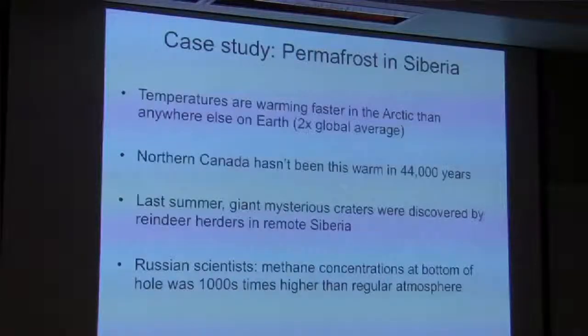So this is a case study I've chosen to cover today, is permafrost in Siberia. So we already know that temperatures are warming faster in the Arctic than anywhere else on Earth. So it's twice the rate of the global average. Northern Canada hasn't been this warm in 44,000 years.